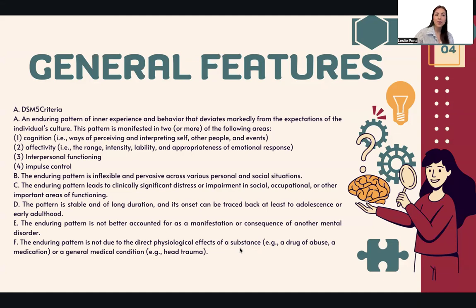The pattern is stable and of long duration, and onset can be traced back to at least adolescence or early adulthood. And the enduring pattern is not better accounted for by another mental health condition. The enduring pattern is not due to a direct physiological effect of a substance or general medical condition.